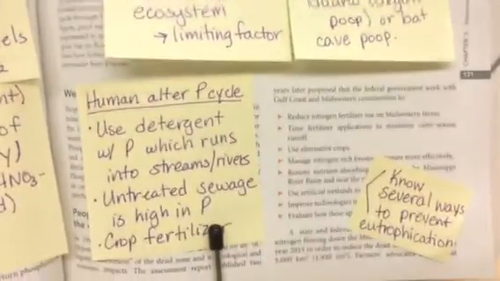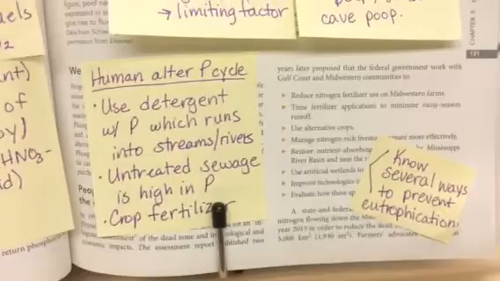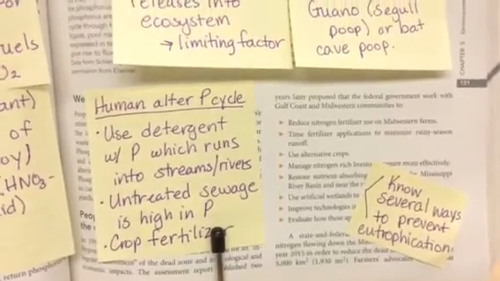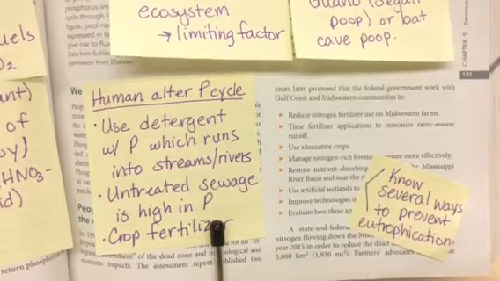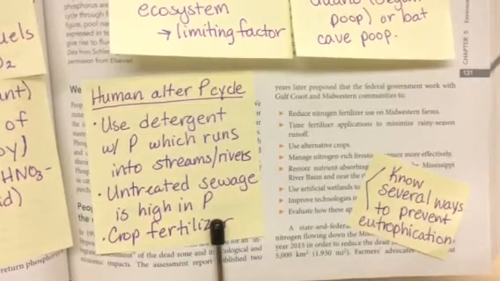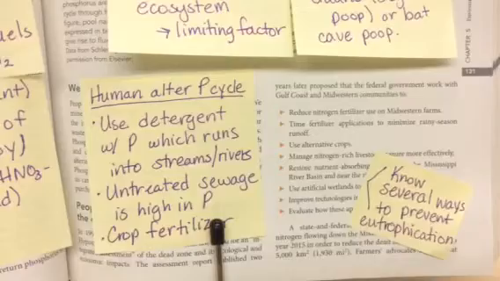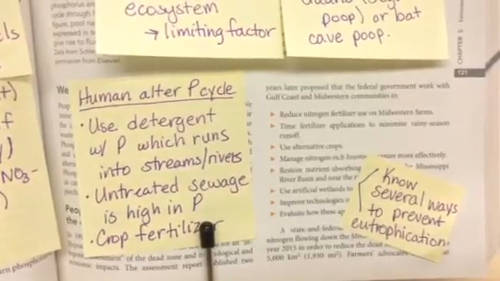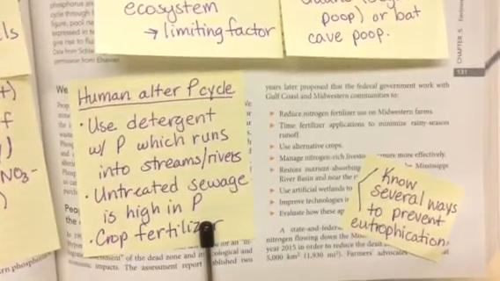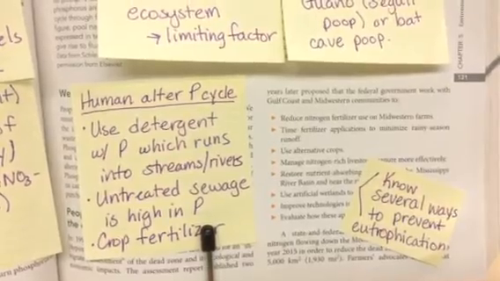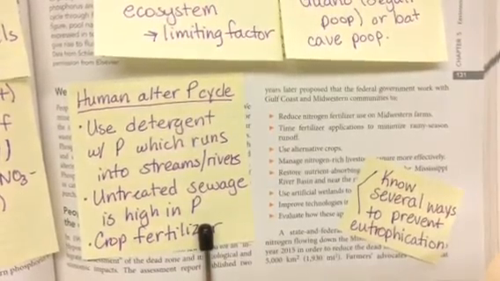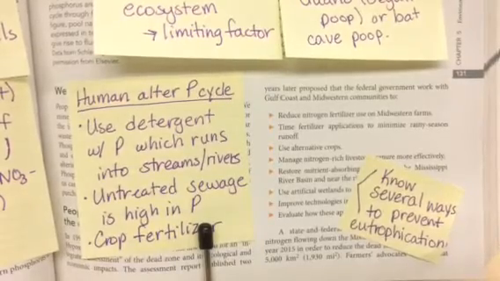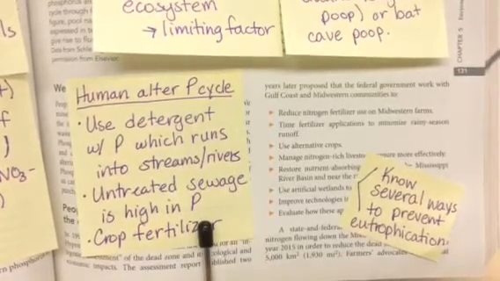How do we alter the phosphorus cycle? Oh, sorry. We use detergents, like to wash our cars or in our dishwashers, which have phosphorus. Sometimes that can run into streams and rivers. Untreated sewage is very high in phosphorus, and it's also in crops as a fertilizer. Fortunately, in the United States, we have the Clean Water Act, which prevents sewage from being dumped into rivers and streams or the ocean before being treated.